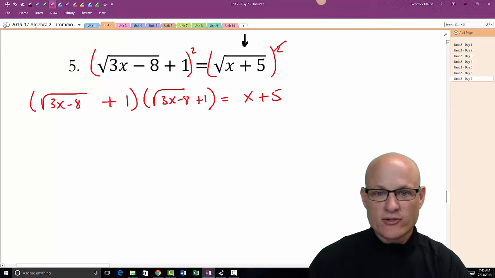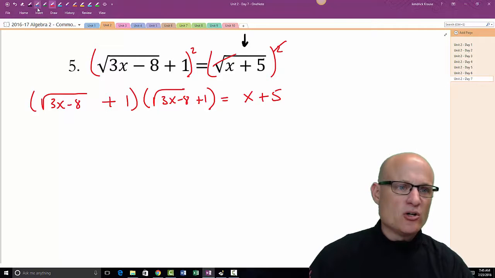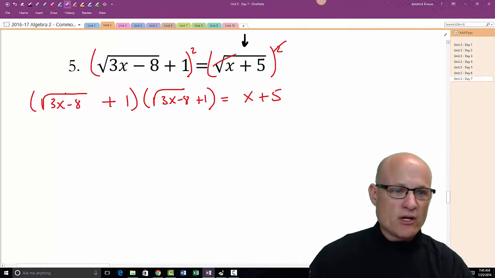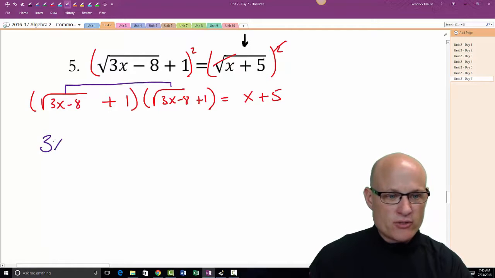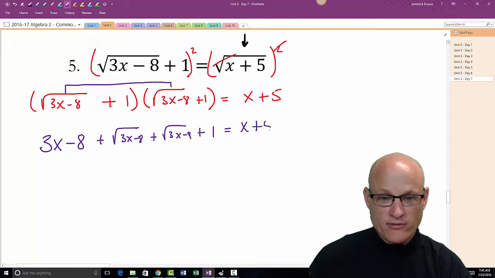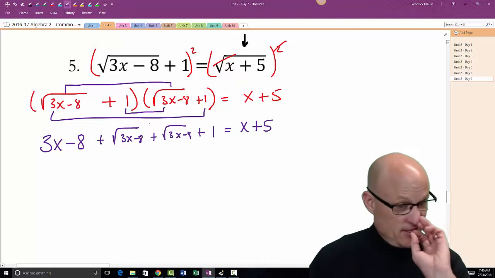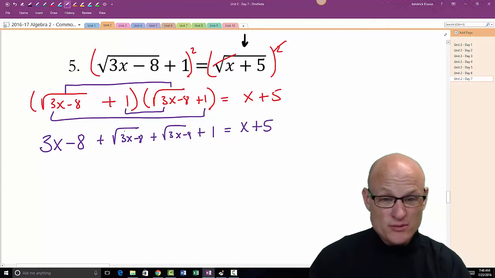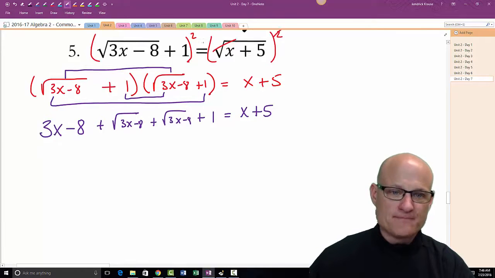Because a square and a square root cancel. So we've done this before now. The square root of 3x minus 8 times the square root of 3x minus 8 is just 3x minus 8. Plus 1 square root of 3x minus 8, plus 1 square root of 3x minus 8, plus 1 equals x plus 5. Right? Because this is just 1 and 1. Now in the future, you know it's going to be 1 and 1. Just put 2. All right, let's clean up the left side.